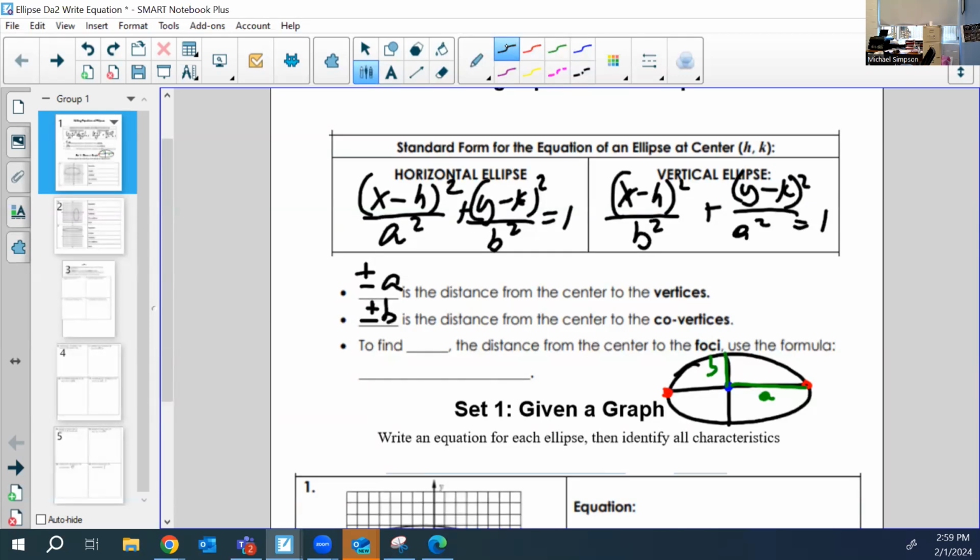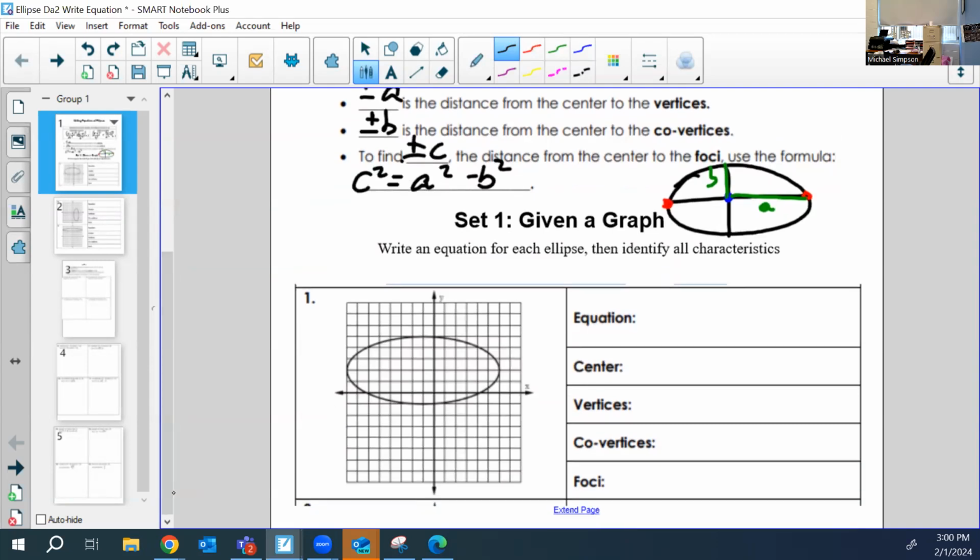And plus or minus c is the distance to the foci. And we use the formula c squared equals a squared minus b squared to find the foci. All right.